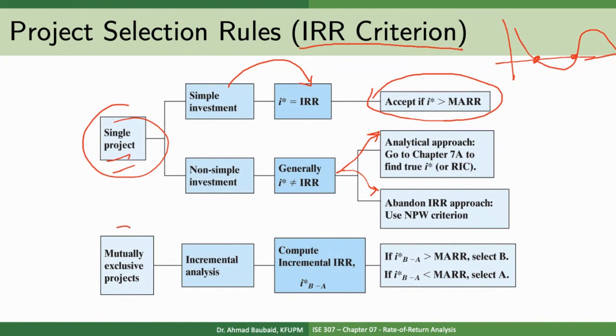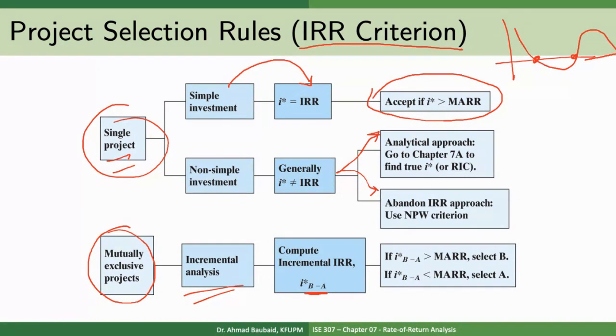What about if you have multiple alternatives? If you have mutually exclusive projects, we're going to use something called incremental analysis, right? And in this case, there's an additional step that we do, which is we do this B minus A. So we take the cash flow of A and subtract it from the cash flow of B, and then basically we do our criterion on this B minus A investment. Okay, we're going to see what that means and why we need to do that later on.